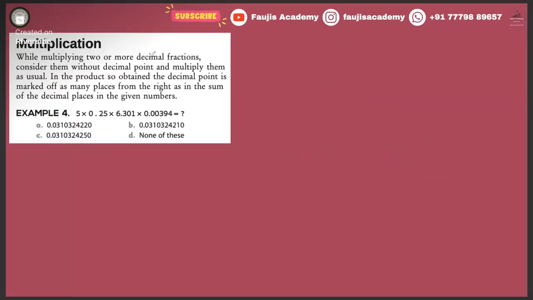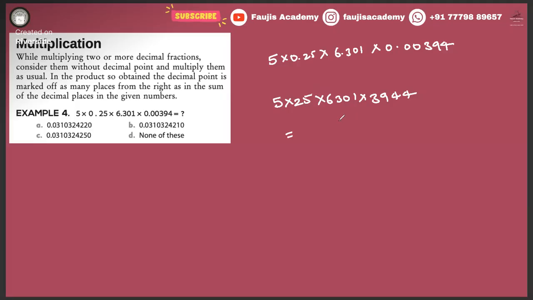While multiplying two or more decimal fractions, consider them without decimal points and multiply them as usual. In the product so obtained, the decimal point is marked off as many places from the right as the sum of the decimal places in the given numbers. For example, 5 into 0.25 into 6, you can use a calculator. First, just think that there is no decimal. Now use your calculator and tell me how much that is. I made a mistake, it's not 3944, it's 394 only.